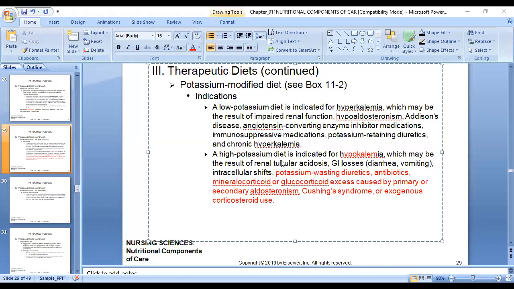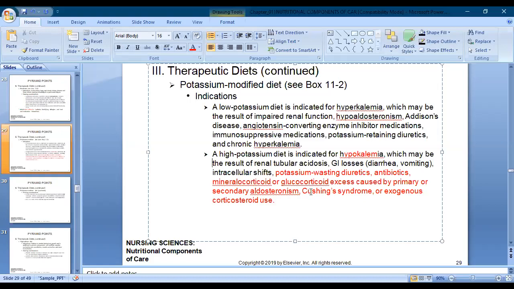Another disease is called Cushing syndrome. When I talk to my students about the methods, I say Cushing, you see a C-U. U means everything is up. Most of the signs and symptoms go up in Cushing syndrome, except potassium. So Cushing syndrome patients develop hypokalemia. So we have to give them a high potassium diet.